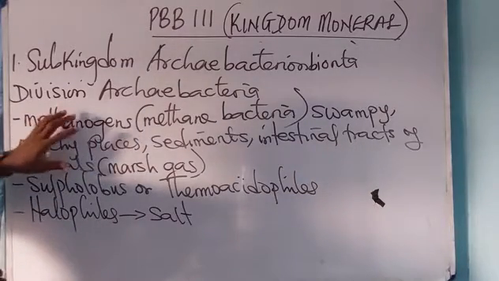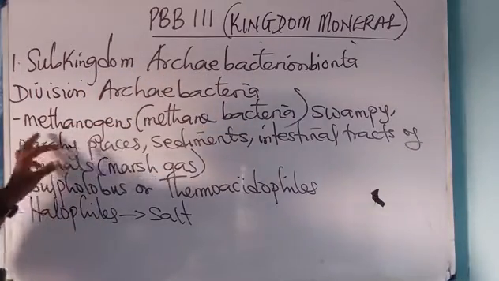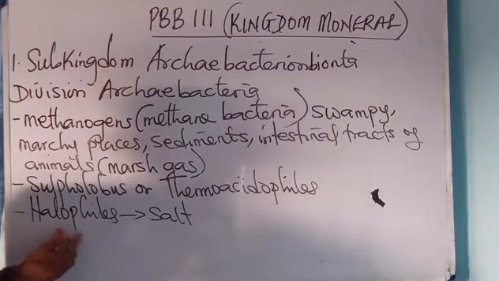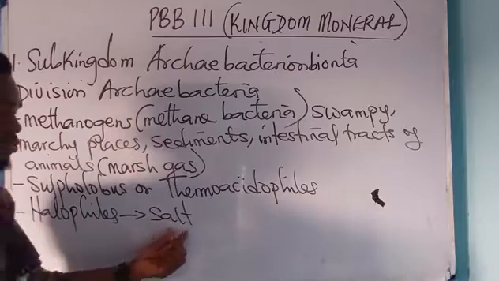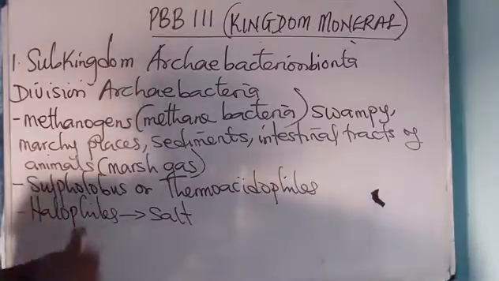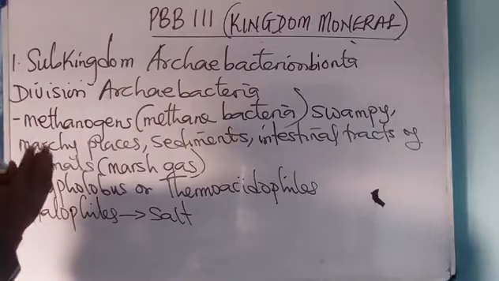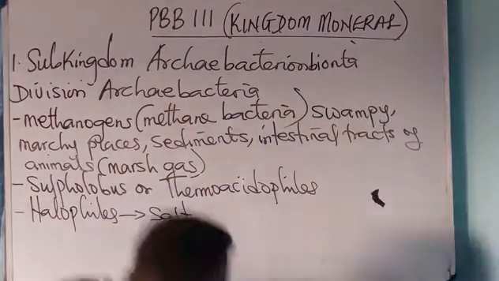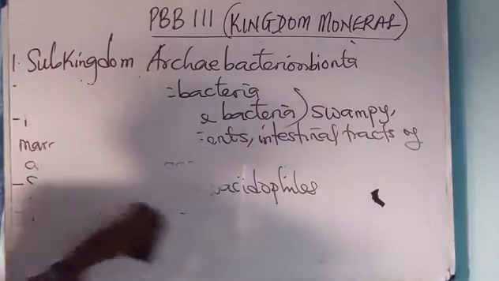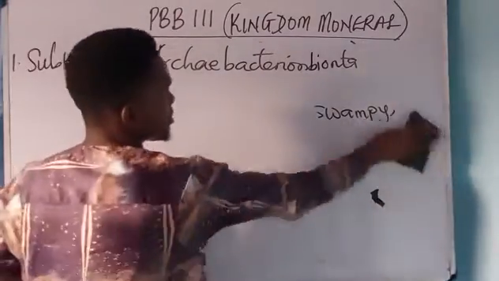So these are the three organisms under division Archaeobacteria. Please take note of that. We have the methanogens, we have the cephalobus or thermoacidophiles, and we have what? The halophiles. They are found in salty environments. Now, since we've analyzed the Archaeobacterial biota, the most broad subkingdom is the Eubacteriobionta. Please, methanogens are otherwise called methane bacteria.